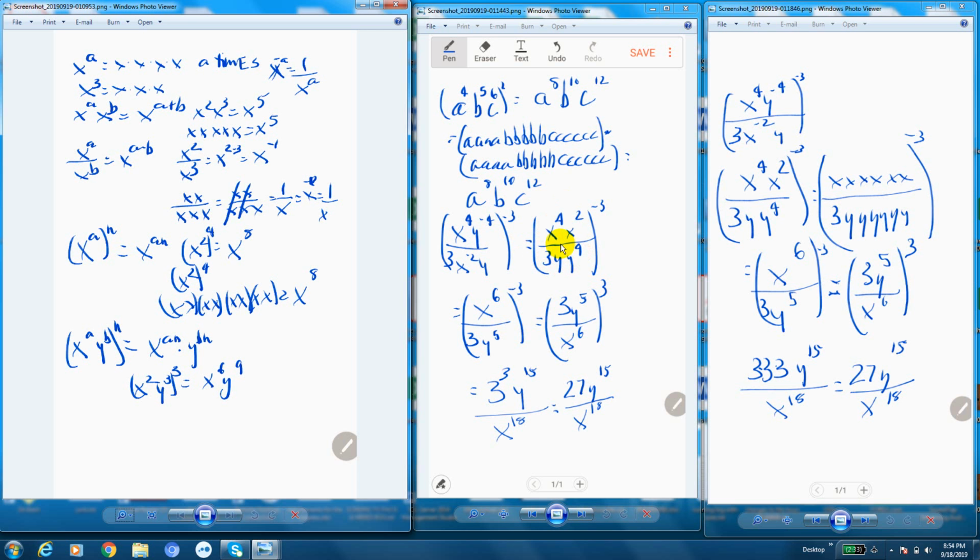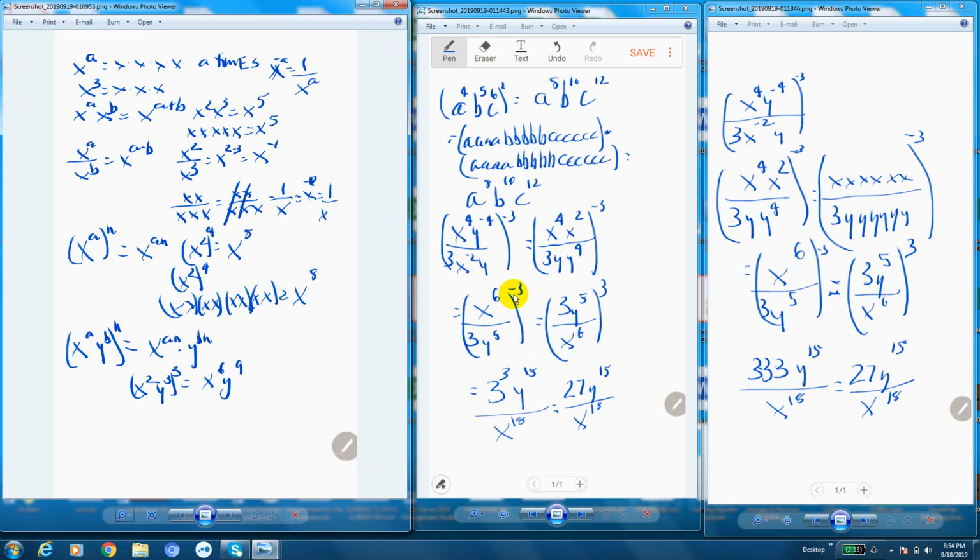Okay, now we apply this rule here. x to the a times x to the b is x to the a plus b. So you have x to the fourth times x squared, which is x to the sixth, right? 4 plus 2. And now you have 3 times y to the first, times y to the fourth, so that's 3y to the fifth. Okay, so you have this.